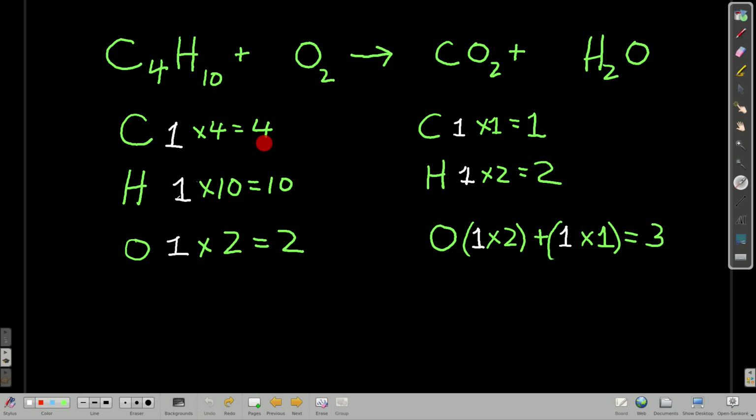So we have to get these numbers to line up. And the only tool we have to do that are the coefficients. So what number can we put in front of here? So we have 4 over here, carbons that is. We need 4 over here, so we just put a 4 in front, okay? Now we have 4 times 1 is 4. And we have the same number of carbons.